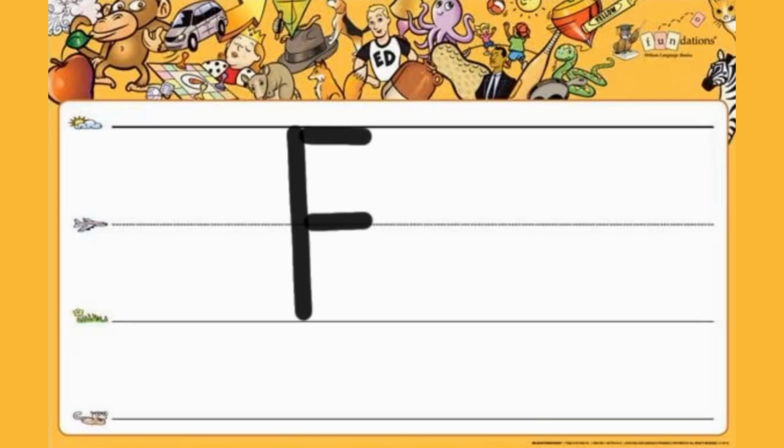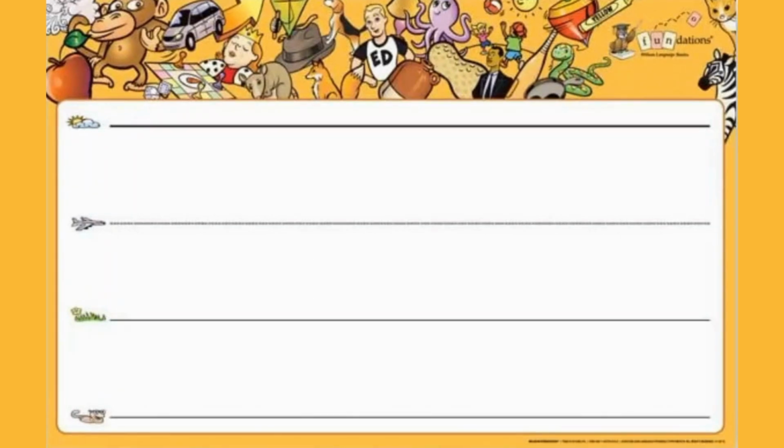For lowercase f, f is a skyline letter. It starts on the skyline. Trace back on the skyline and the way down to the grass line. Cross it on the plane line.